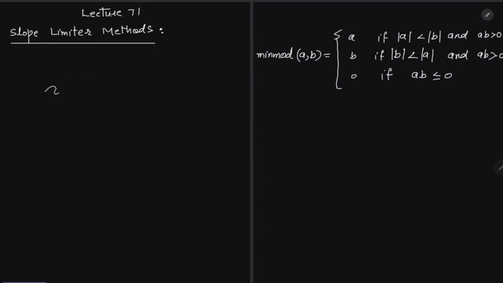Suppose we have I and I plus 1, and there is a cell number I and the cell number I plus 1. So these are two cells.